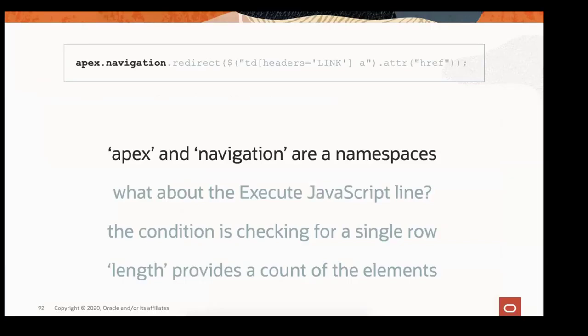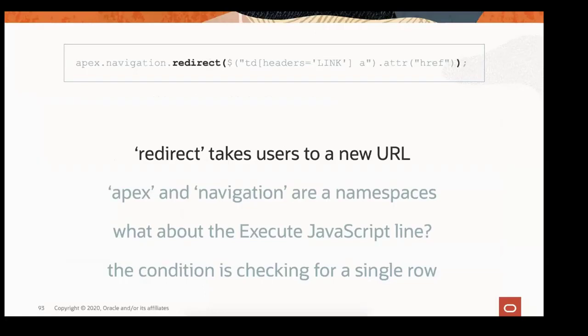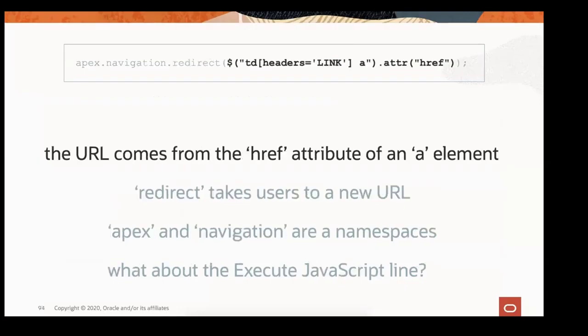So that's what we're seeing here. We're seeing apex and navigation. These are just namespaces. And then we see we're using that redirect function to take the user to the form page. Now, the URL itself is going to come from this code here. And we can actually read this code now, right? Everybody's comfortable with this? So what we're doing is selecting the table data elements that have a headers attribute with a value of link. This is actually a descendant selector, so we're going one level down to the anchor underneath that. And then I'm using the attr method. In this case, I'm not passing two parameters, but just one. So it's acting as a getter rather than a setter. It's going to return that href attribute value.